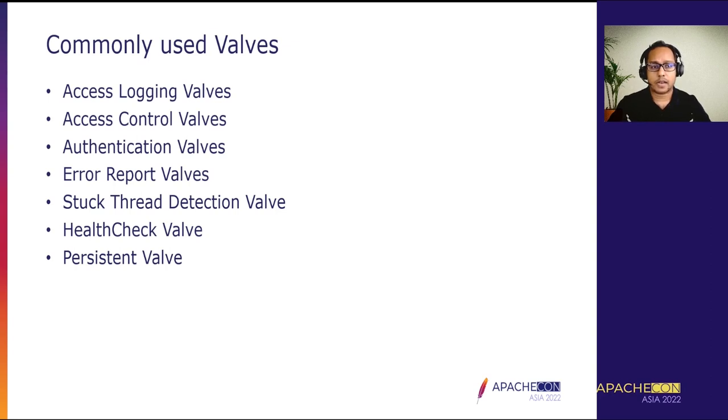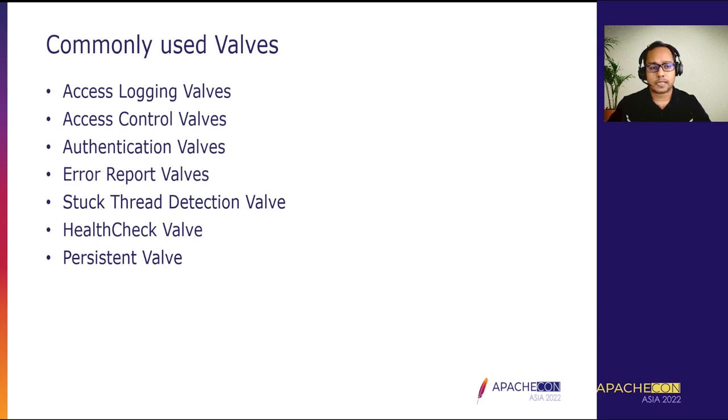Another set of valves are the authentication valves. The valves in this section implement the org.apache.catalina.authenticator interface. These valves intercept the request for authentication implementation. Basic authenticator, digest authenticator, form authenticator, SPNEGO valves are some examples of the authenticator valves. There are many commercial off-the-shelf products that even have custom authenticator valves for their product to integrate in Tomcat.